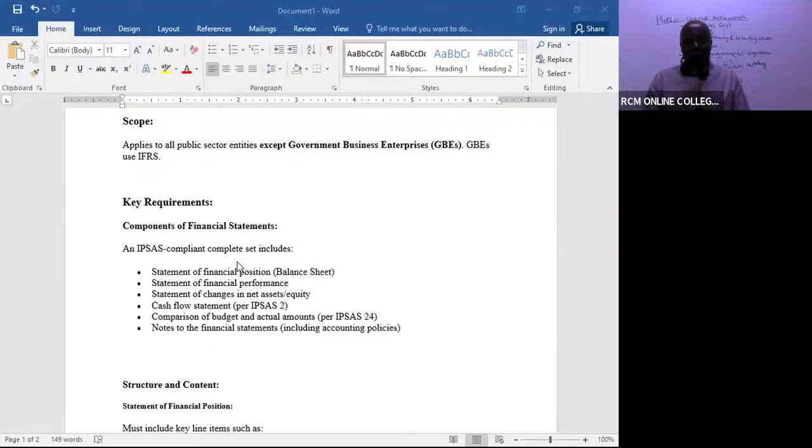where you are the financial accountant, ladies and gentlemen, if your financial statements will be IPSAS compliant, we expect you to have a statement of financial position, what basically we call the balance sheet, a statement of financial performance, a statement of changes in net assets or equity. You must have a cash flow statement as per IPSAS number 2. Then you must have what we call comparison of budget and actual amounts as per IPSAS number 24.